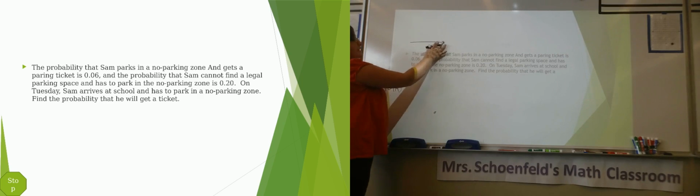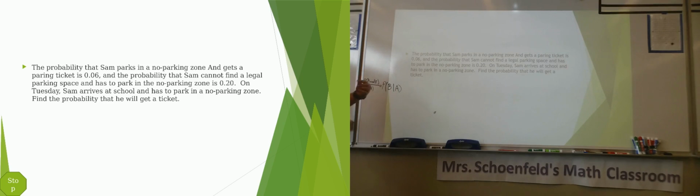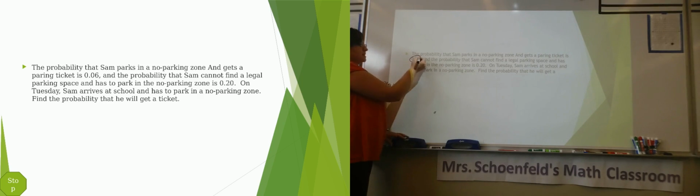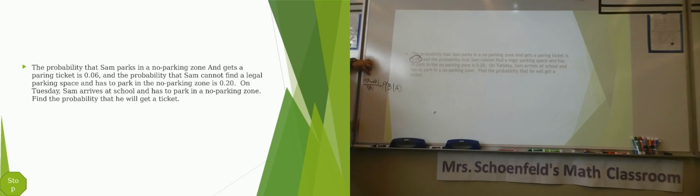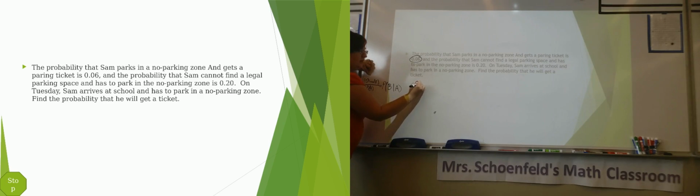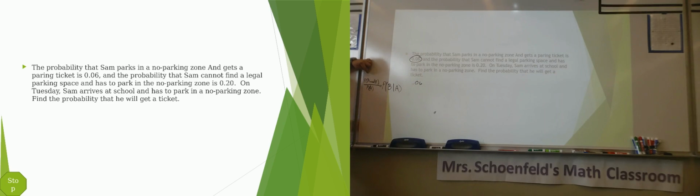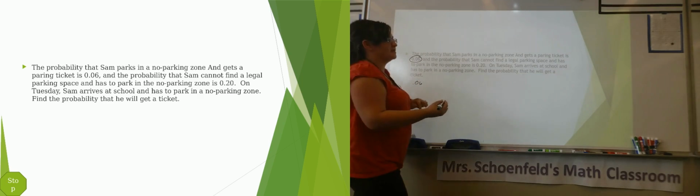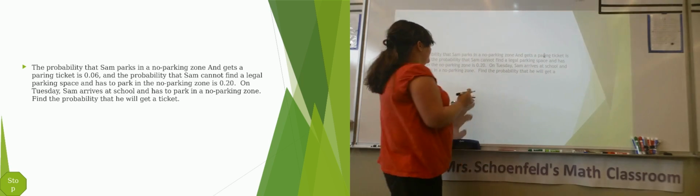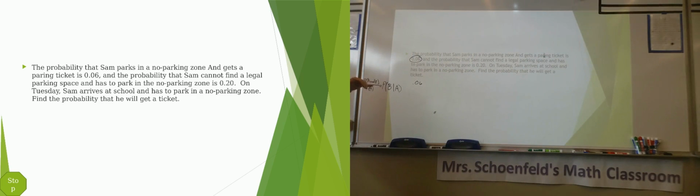Okay, the probability that Sam parks in a no parking zone and gets a parking ticket is 0.06. That's that and part up here, so I'm going to have 0.06 on top. Parking ticket, oh my God, I've spelled everything wrong. And the probability, it does have spell check.